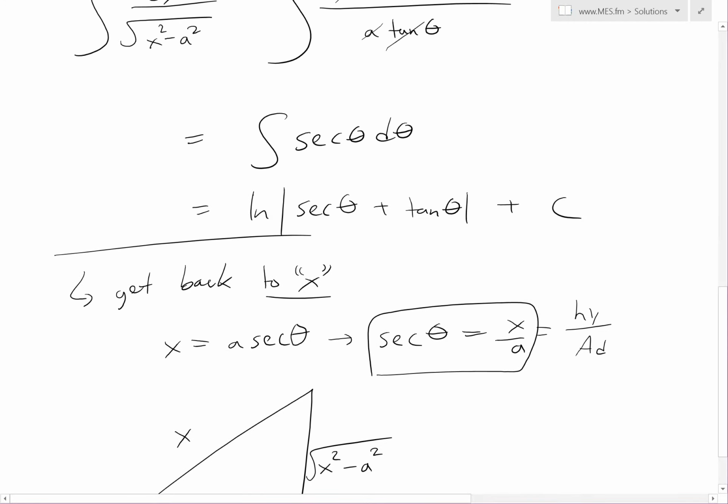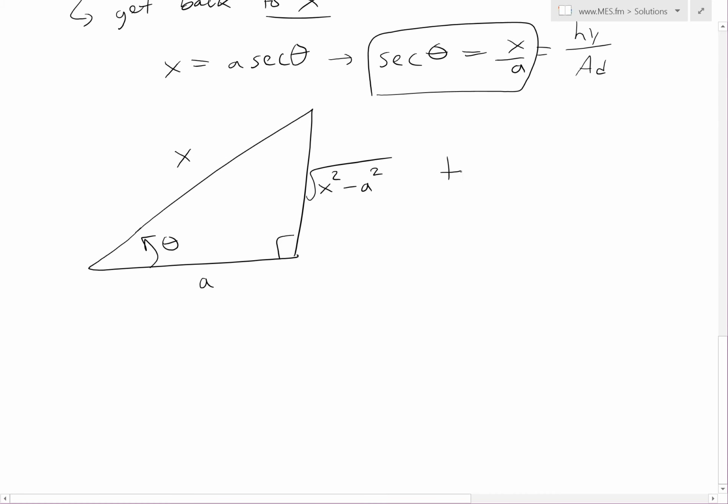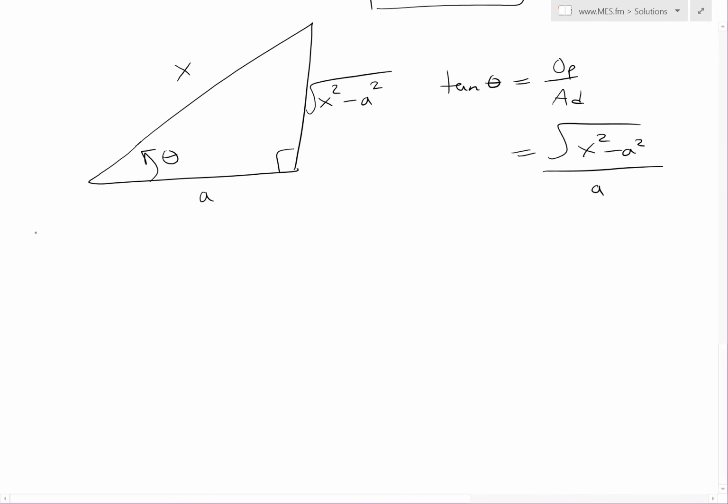And now what we could do is, we know secant theta, which is this. Now we just need to get tan theta. So we know tan theta is, by definition, opposite over adjacent. So this equals square root of x squared minus a squared, all divided by a. So that's opposite divided by adjacent. So that's what we have here. So now we can just plug this in.